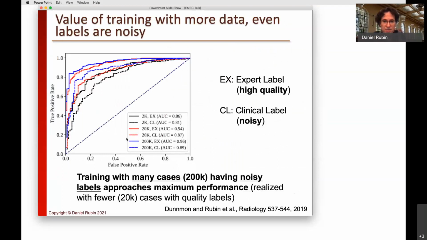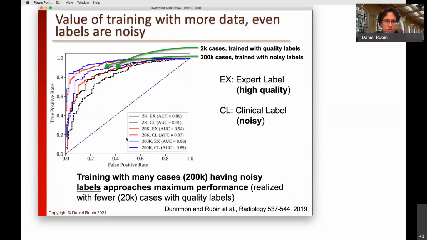What we call clinical labels are the programmatically noisy labeled cases, created by writing rules over the text reports. Those are shown by the dashed lines, in different amounts: 2,000 cases, 20,000 cases, and 200,000 cases. So if you train a model with 2,000 cases and with high quality trained labels, you get a curve that's shown here with the arrow.